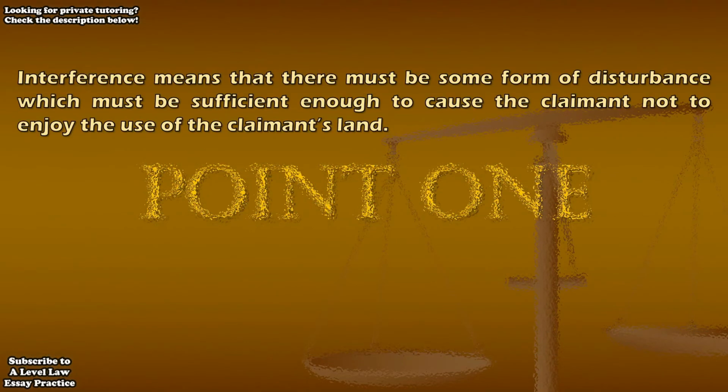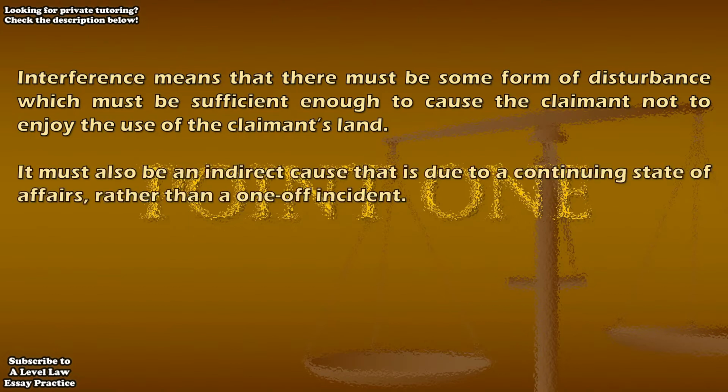Firstly, interference simply means that there must be some form of disturbance which must be sufficient to cause the claimant not to enjoy the use of the claimant's land. In addition to that, it must also be an indirect cause that is due to a continuing state of affairs rather than a one-off incident.